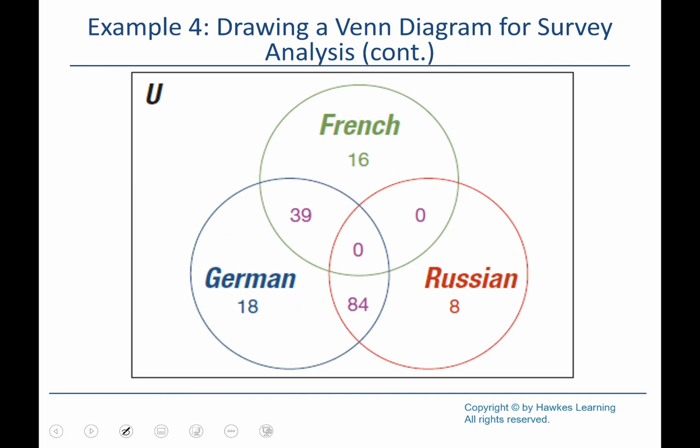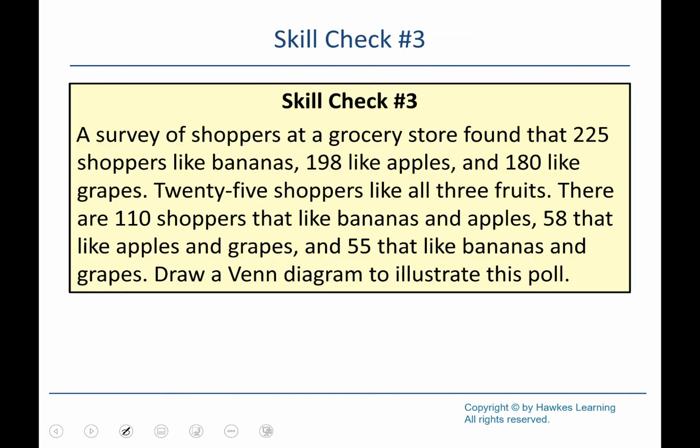Okay. Let's look at this last one. This time we've got a survey at a grocery store. And the 225 shoppers like bananas, 198 like apples, 180 like grapes. And I'm going to stop there if it's me. I'm not even going to bother reading the rest of it because I'm not going to remember it after I draw my circles. So I'm going to go set up my Venn diagram. I know we need 3 circles. We need one for bananas, one for apples, one for grapes.